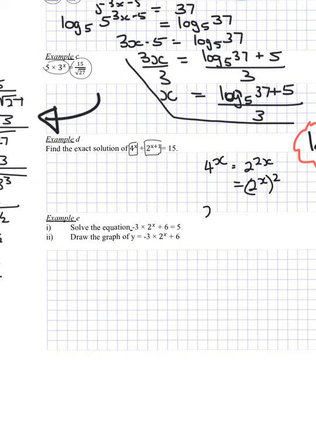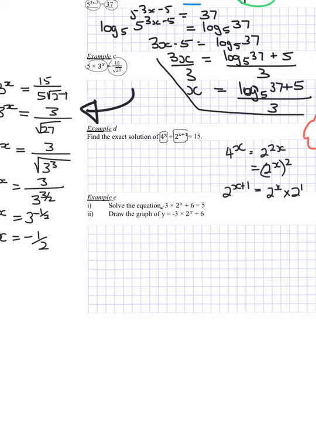Interesting. 2 to the x plus 1, how else can you write that? Well, remember, if you've got those powers added together, that comes from having two things multiplied together. That comes from having 2 to the x multiplied by 2 to the 1. Okay, so I'm just going to write it like that because that's going to help me factorize. So I'm going to get 2 to the x squared plus 2 to the x times 2 to the 1 equals 15.